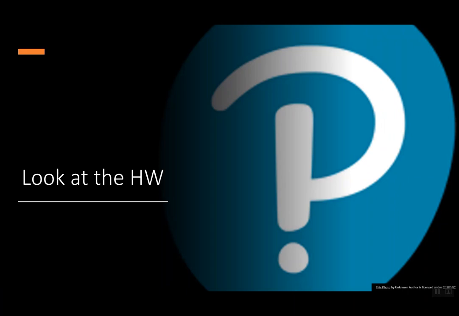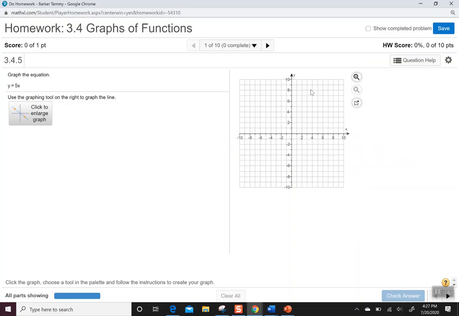So let's flip over to MyLab and Mastering and see how you're going to do this. So here we are in MyLab and Mastering, and we're going to look at how to graph this. So here's my first one. It says y equals 5x.